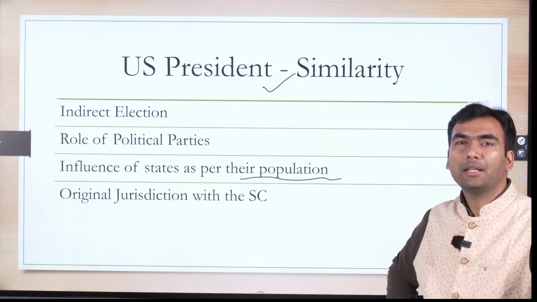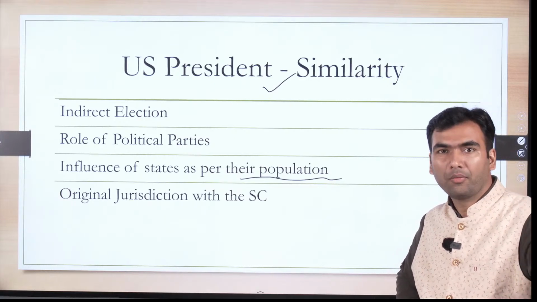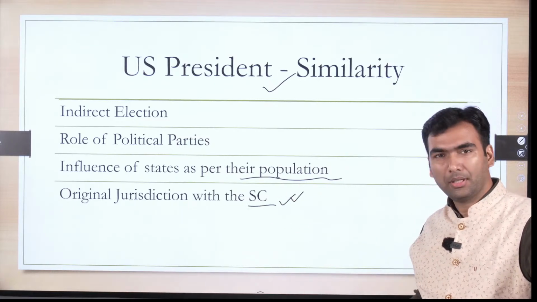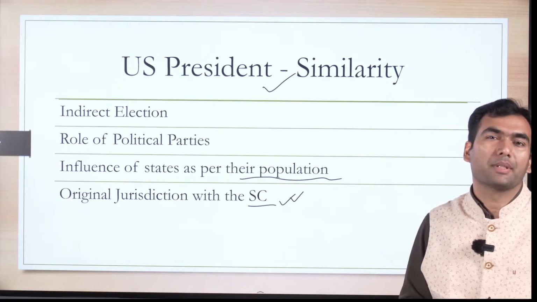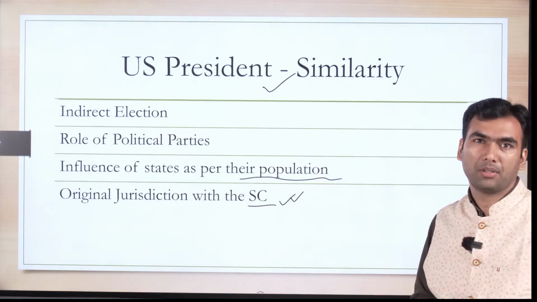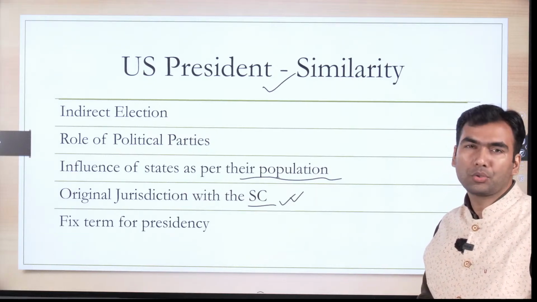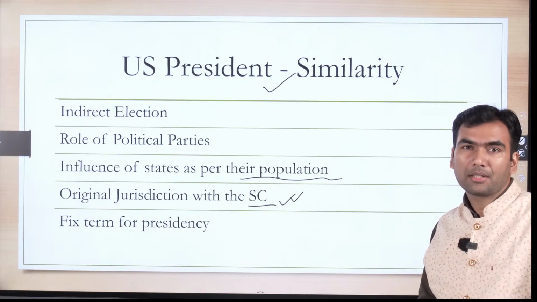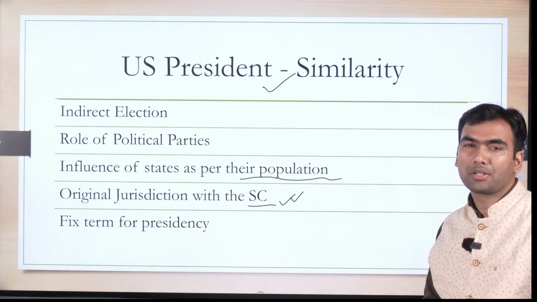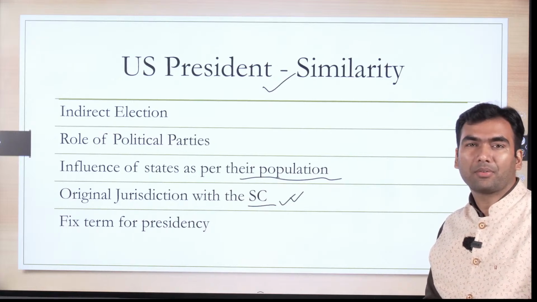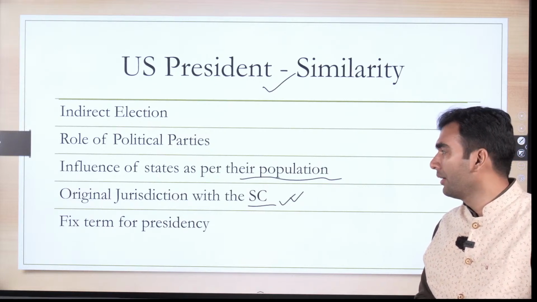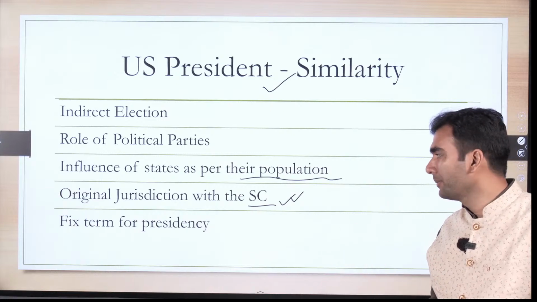Then in case there is any dispute with the election of the US president, the original jurisdiction is with their Supreme Court. In India also, the original jurisdiction is with the Supreme Court. In USA also, the original jurisdiction is with the Supreme Court. In India, the matter hardly goes to the Supreme Court, whereas in the United States, it often goes to the Supreme Court. When George W. Bush became the president for the first time, there was a bitter battle in the Supreme Court. I will tell you about that as well.